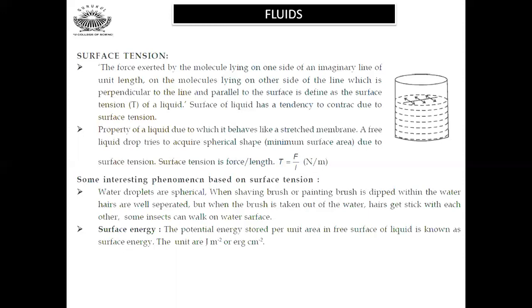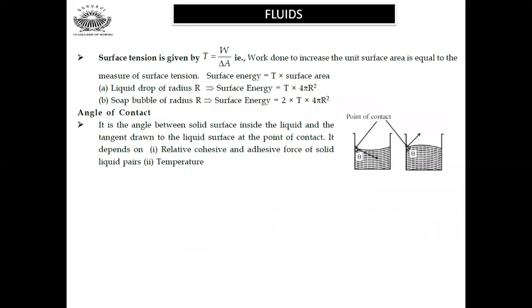So surface tension is defined as force per unit length of an imaginary line. And then we have surface energy, the potential energy stored per unit area of the surface of a liquid, is known as surface energy. The unit is joule per meter square or erg per centimeter square. Surface tension is given by T equals W divided by delta A, that is, the work done to increase the unit surface area is equal to the measure of surface tension. So surface energy is T times surface area. Surface energy will be equal to T into 4 pi r square for a liquid drop, and for a bubble, it will be 2 times T into 4 pi r square.